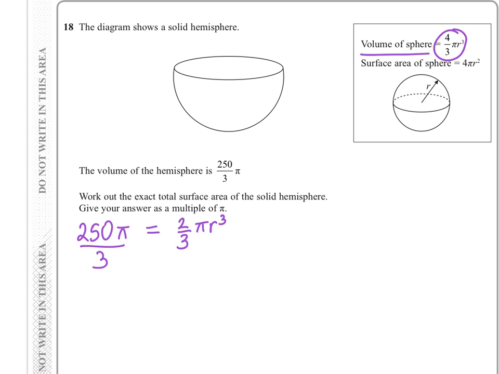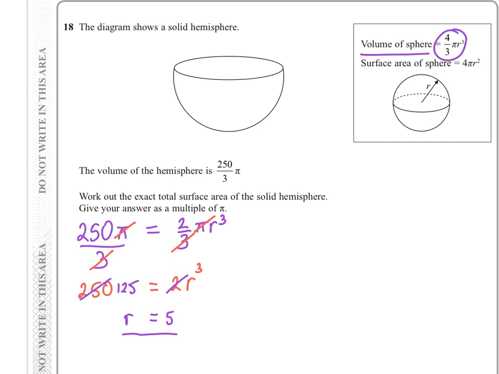cubed. Now from this we could just cancel through by pi both sides, that's dividing both sides by pi, times both sides by 3, and we would end up with 250 equals 2r cubed. Divide both sides by 2, and we'd be left with r cubed is 125, which means that r would be 5, because 5 times 5 times 5, i.e. the cube root of 125, is 5.